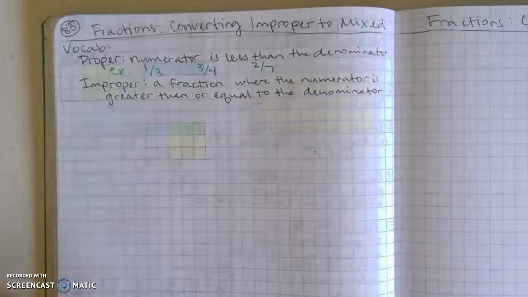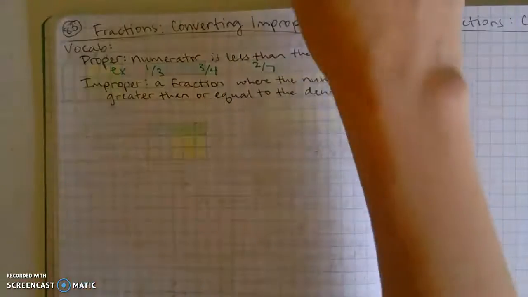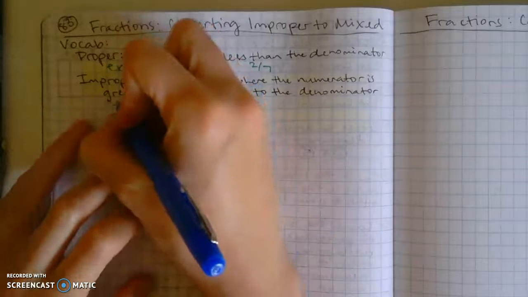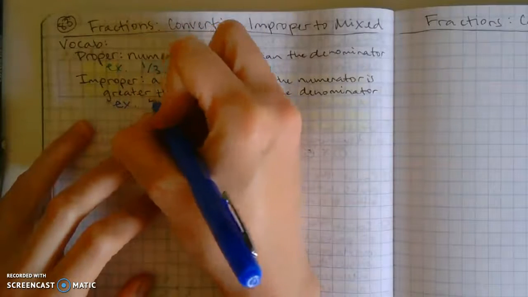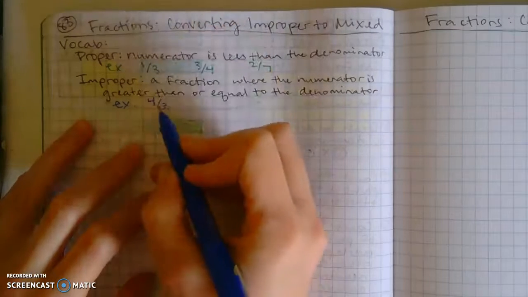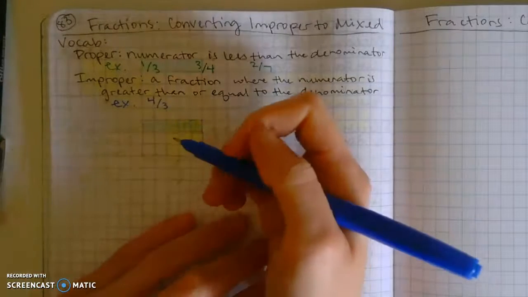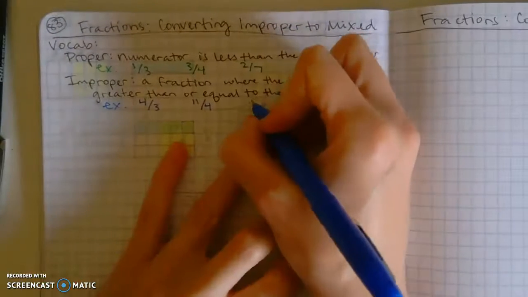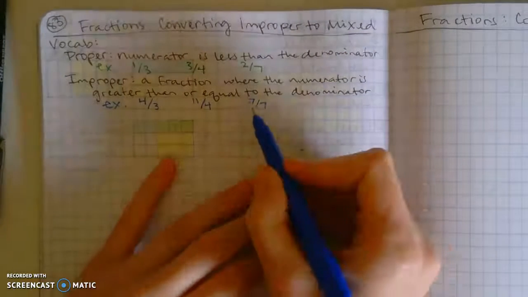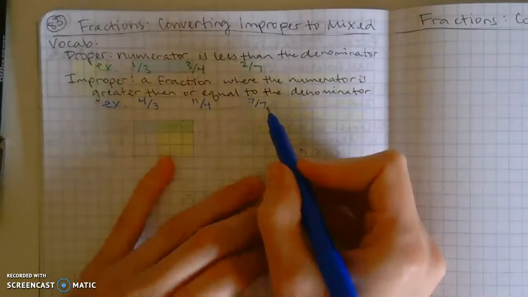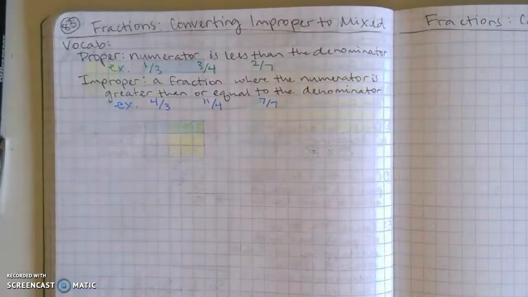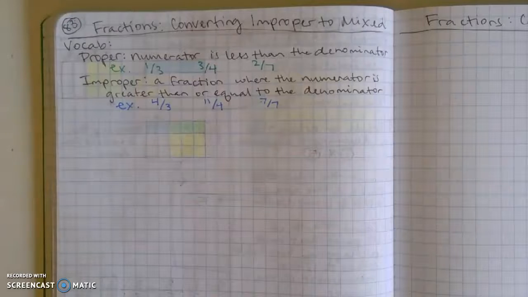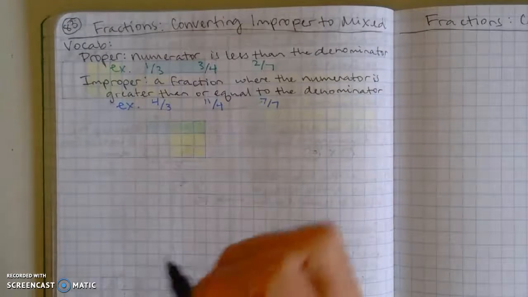Okay, so our example for this one, let's make it blue. Our example for this is going to be like 4/3 because the numerator is larger than the denominator, 11/4, or 7/7. So even though the numerator and denominator are the same, it's still considered an improper fraction. Again, if I'm going too fast, stop the video and get your notes down and then continue, okay?